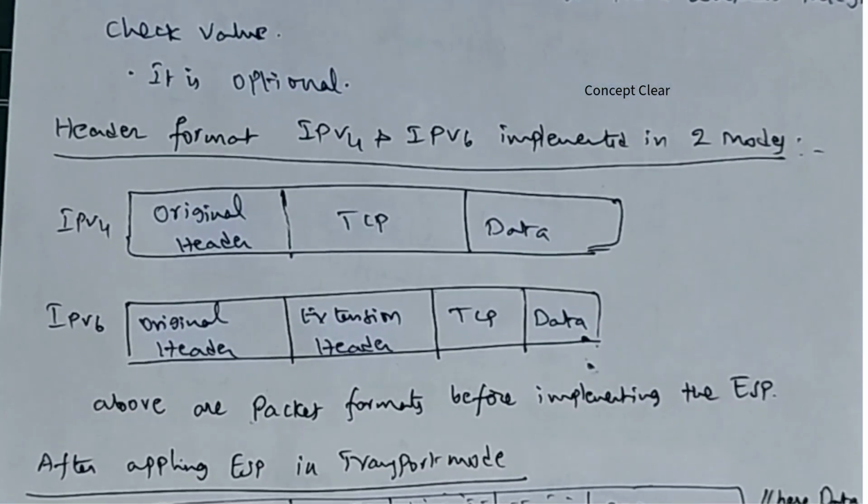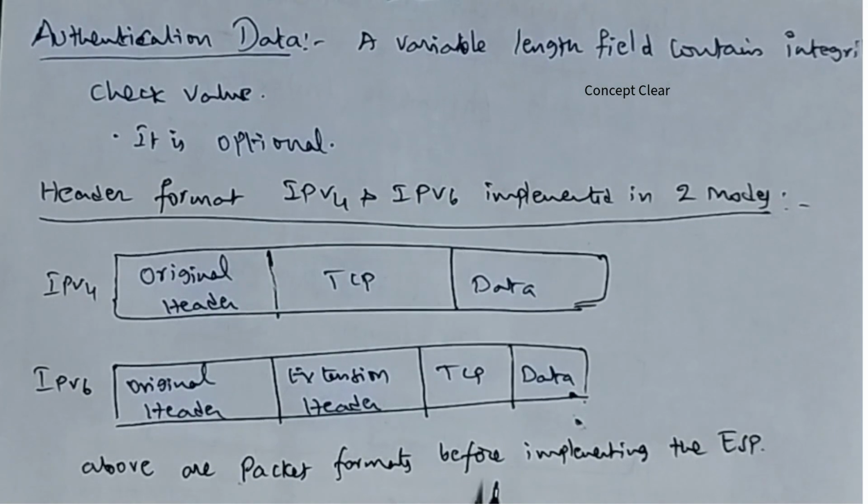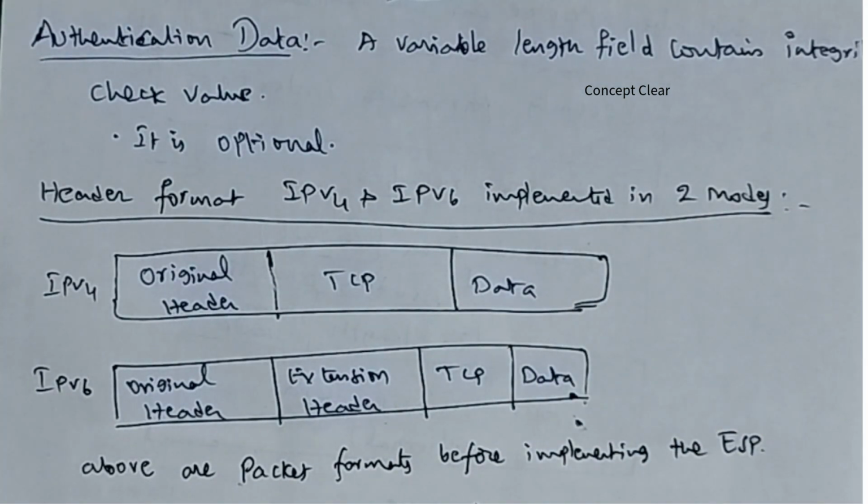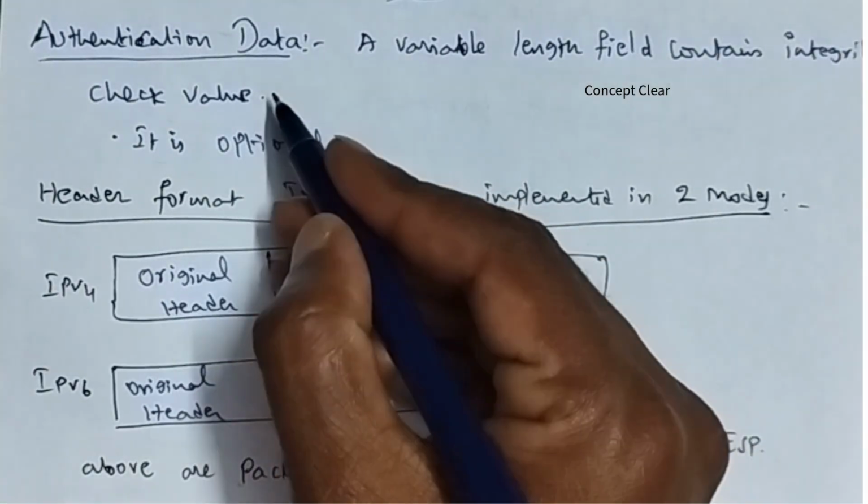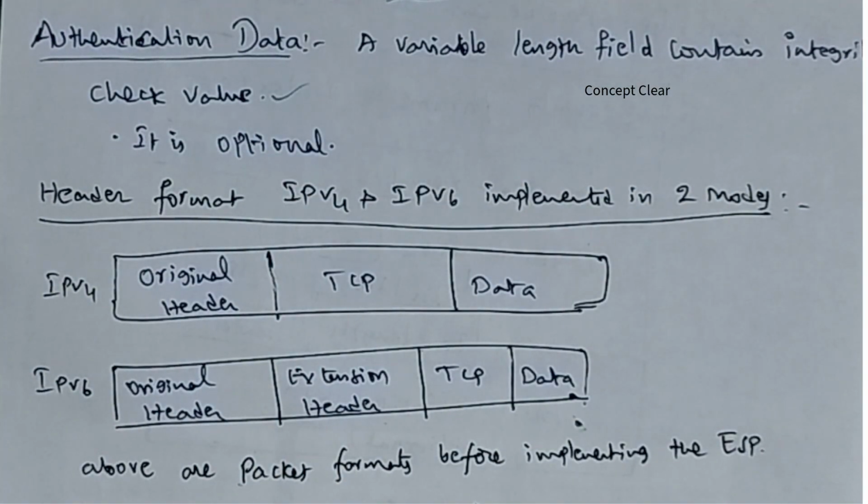Next one is the authentication data. Authentication data is variable length and contains the integrity check value. It will check the integrity, that is, whether the data is modified or not. The integrity will be checked by the authentication data.